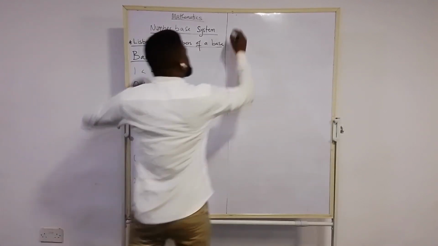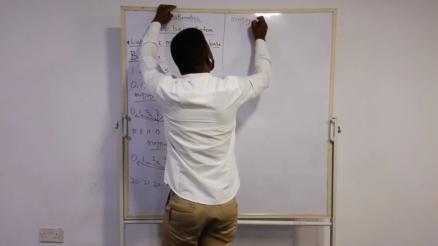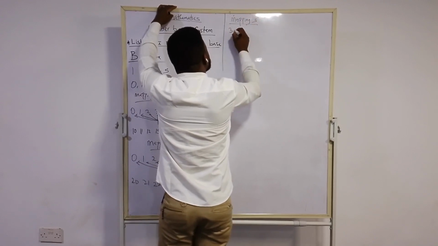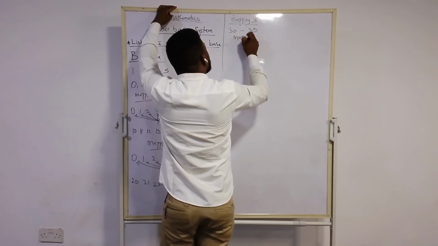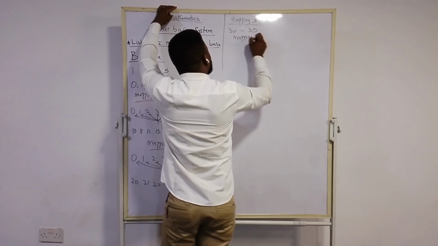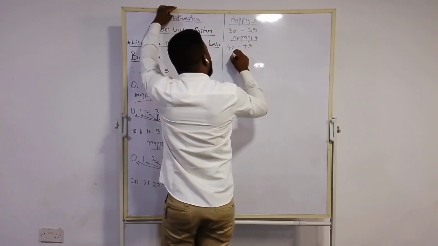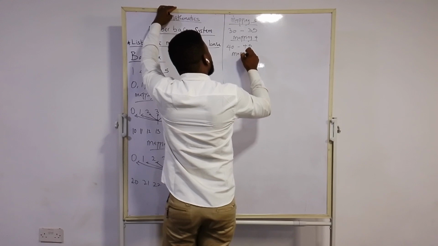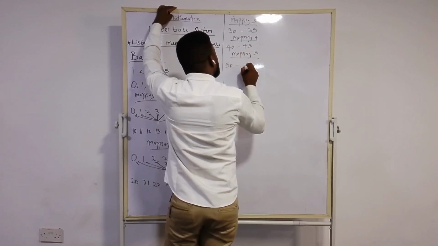Now, if you continue to map, mapping 3, we will get 30 to 35. Mapping 4, we will get 40 to 45. Mapping 5, we will get 50 to 55.